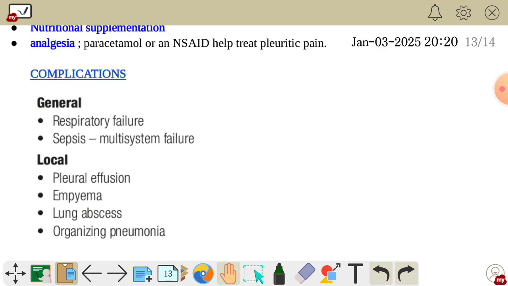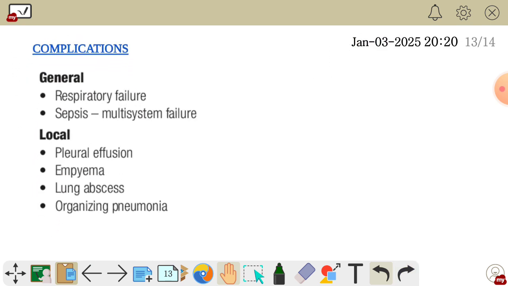Now, what are the complications of pneumonia? Pneumonia complications are divided into two: general complications and local complications. Under general complications, we have respiratory failure and sepsis, which is multi-system failure. Under local complications, we have pleural effusion and empyema, lung abscesses, and organizing pneumonia. So these are the complications of pneumonia.